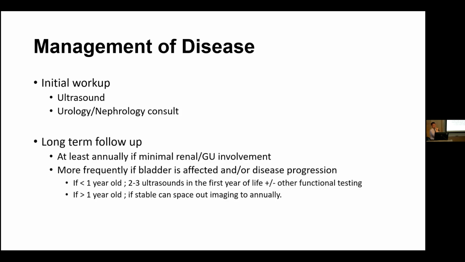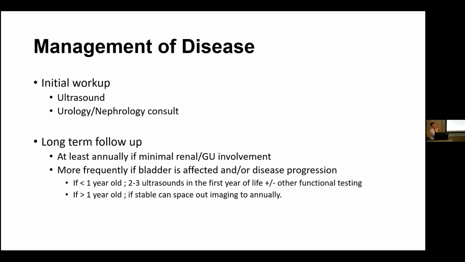And then for long-term follow-up, at least annually if there's minimal kidney involvement, we check blood pressures, check urines, and make sure things look normal. If there's bladder involvement, we would see them more often, and if less than a year old, we like to do more ultrasounds more frequently. And depending on the bladder involvement, we may do more functional testing, whether it be to look for reflux, obstruction, which I mentioned earlier, and managing any of the sequelae of disease.